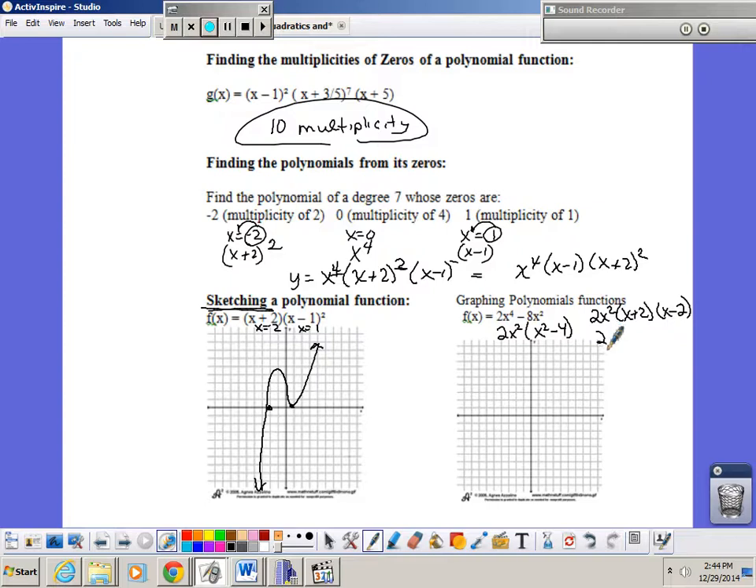So 2x squared equals 0, so x squared equals 0, so x is equal to 0, and it's a double root, so it's going to touch and turn there. X is equal to negative 2, x is equal to positive 2.